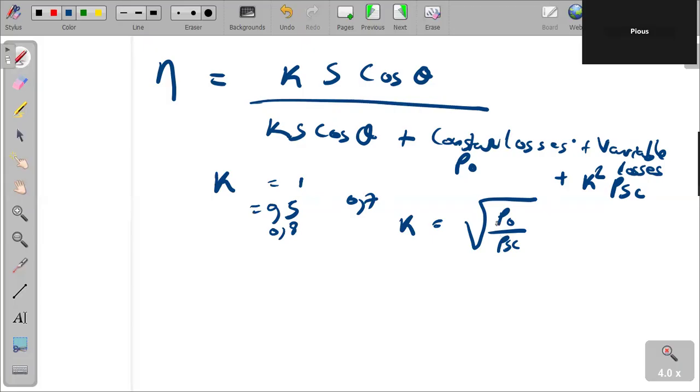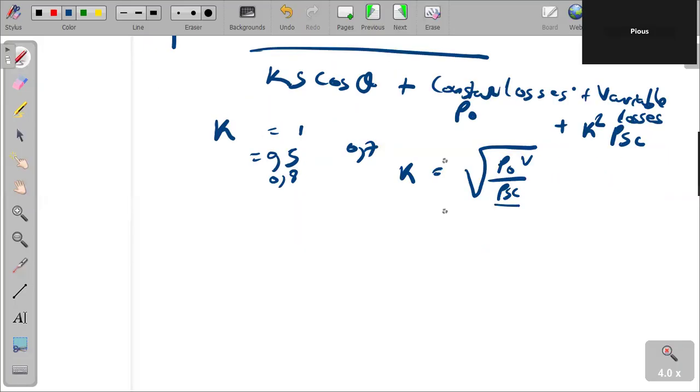Remember, open circuit power is the constant losses, and the short circuit power is the variable losses, right? So this is now straightforward. Let's now go and answer our given question. First things first, let's consider the circumstances at half load.